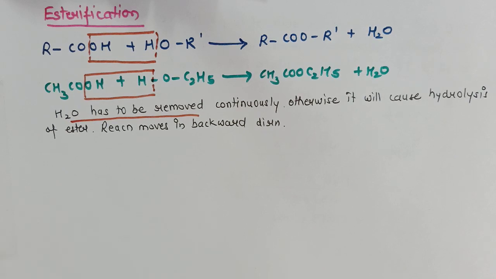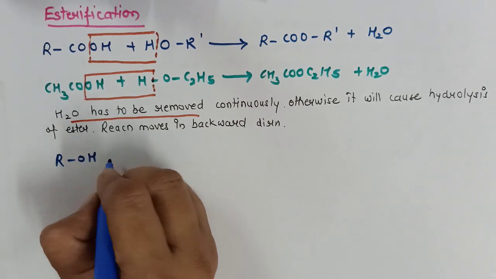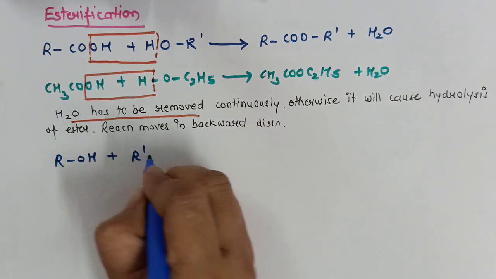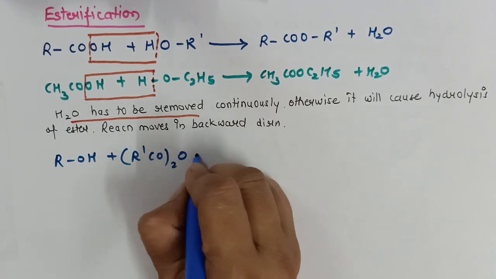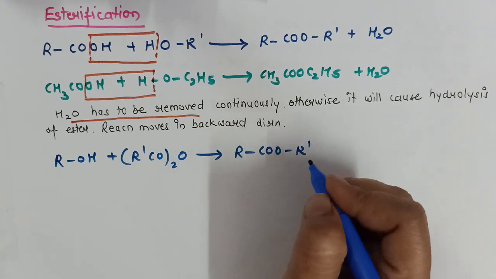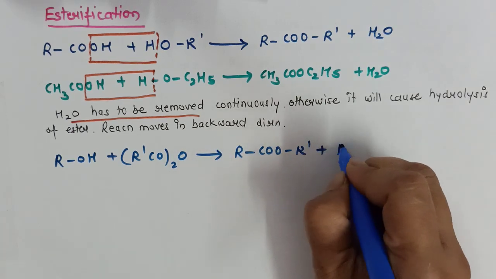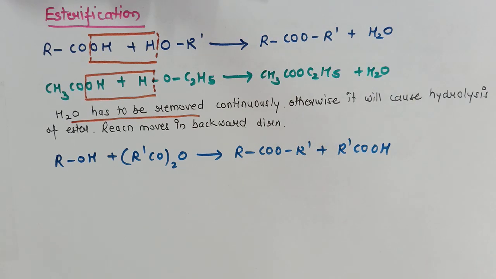Now ester can be formed by one more method, by reaction of alcohol with acid anhydride. Alcohol, when treated with acid anhydride, gives ester and acid. I would like to show you the mechanism of this reaction.